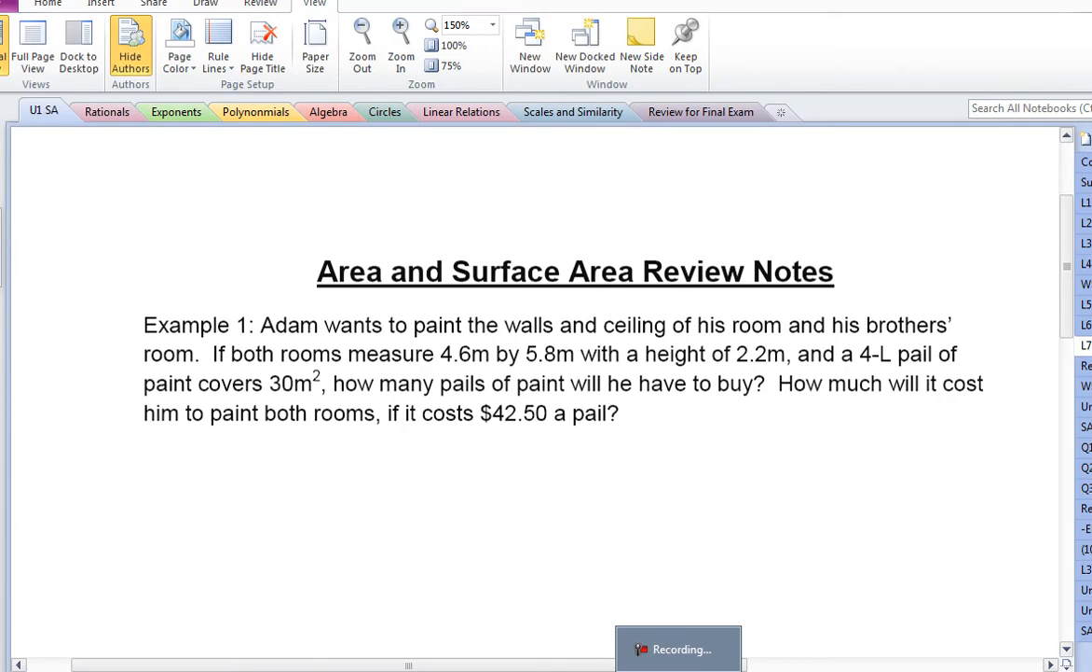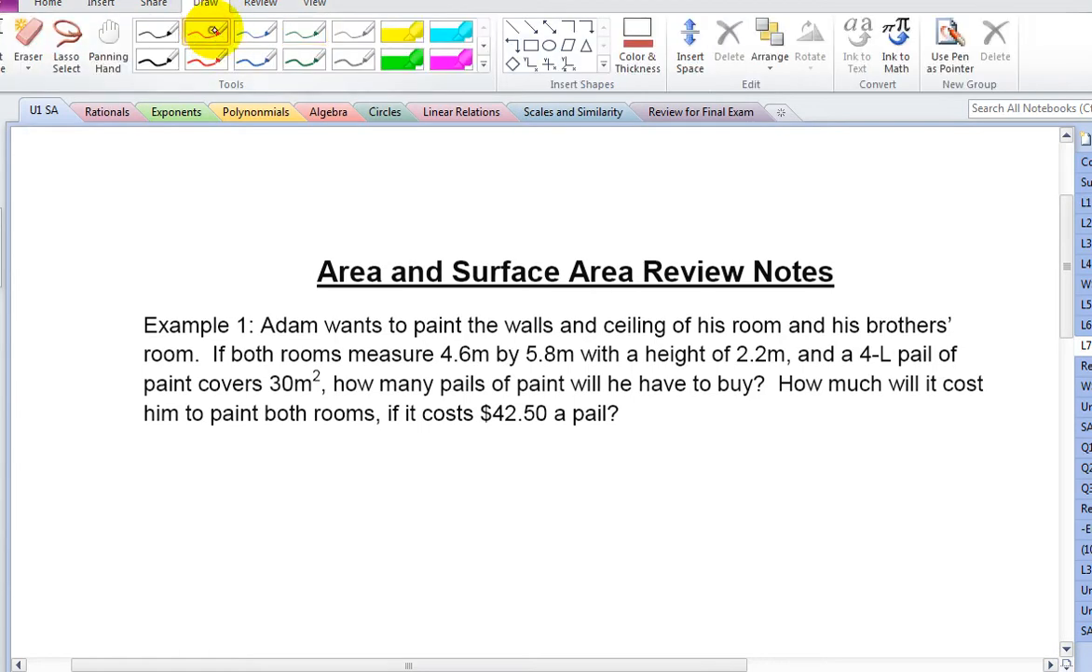Victoria? The rooms are 4.6 meters and 5 meters. Exactly, okay. So that's the length and the width. What else stands out to you? Taylor? The height of 2.2 meters. Good. So those walls are 2.2 meters high.